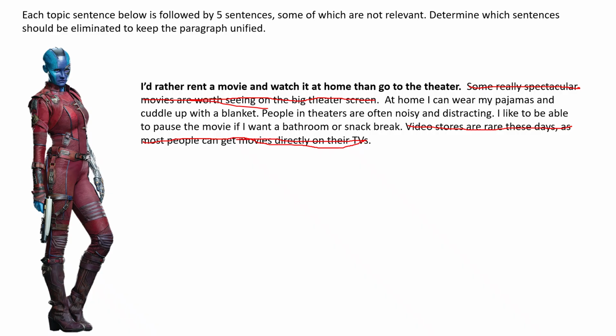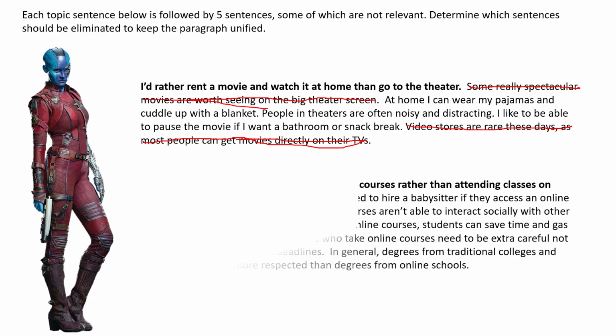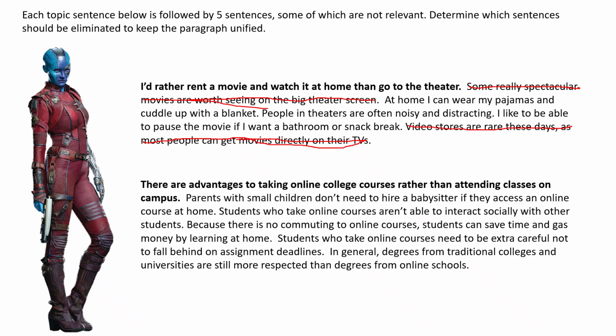All right, let's look at another paragraph. There are advantages to taking online courses rather than attending classes on campus. Parents with small children don't need to hire a babysitter if they access an online course at home. Students who take online courses aren't able to interact socially with other students. Because there is no commuting to online courses, students can save time and gas money by learning at home. Students who take online courses need to be extra careful not to fall behind on assignment deadlines. And in general, degrees from traditional colleges and universities are still more respected than degrees from online schools.